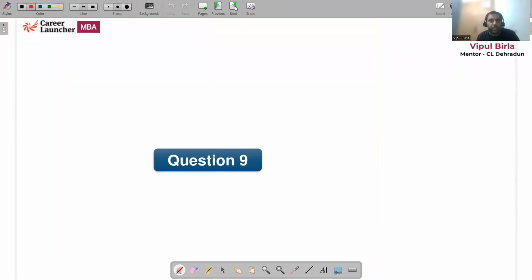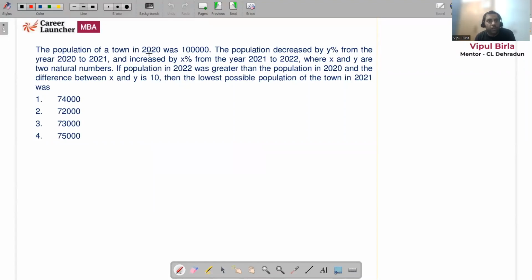Let's look at question number 9. The population of a town in 2020 was 100,000. The population decreased by y% from 2020 to 2021 and increased by x% from 2021 to 2022, where x and y are two natural numbers. If the population in 2022 was greater than the population in 2020 and the difference between x and y is 10, then what is the lowest possible population of the town in 2021?